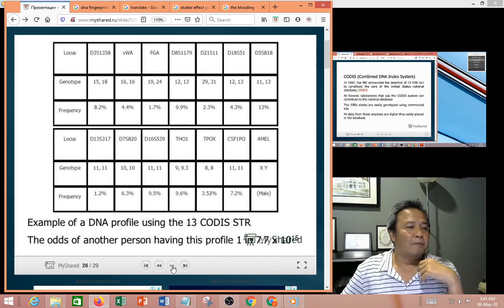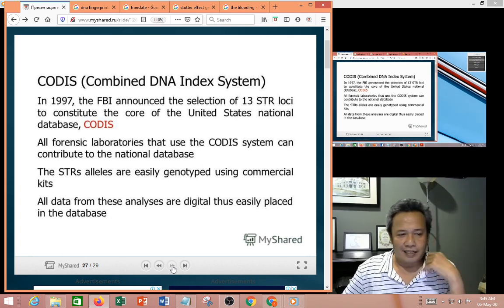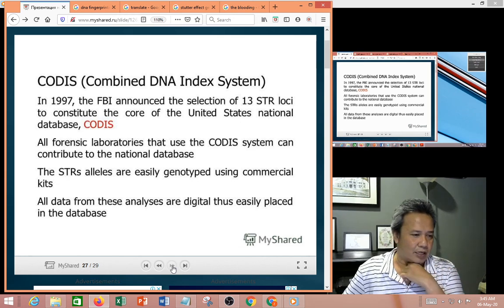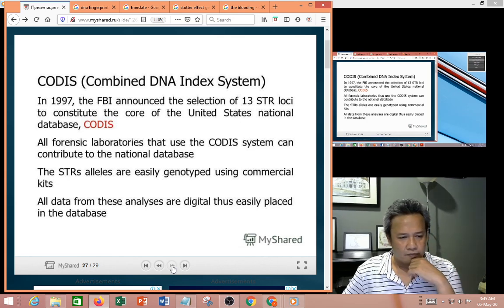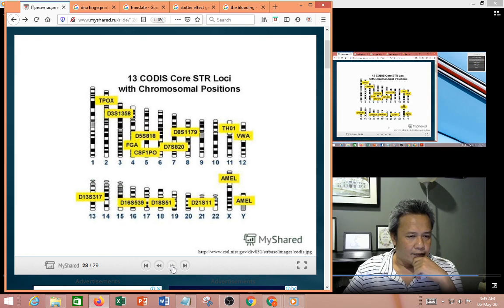CODIS is the Combined DNA Index System, and the FBI announced a selection of 13 STR loci. STR alleles are easily genotyped, so there are kits to help you genotype. They see it in X and Y, the amelogenin. D21 is on chromosome 21, D18 is on chromosome 18.